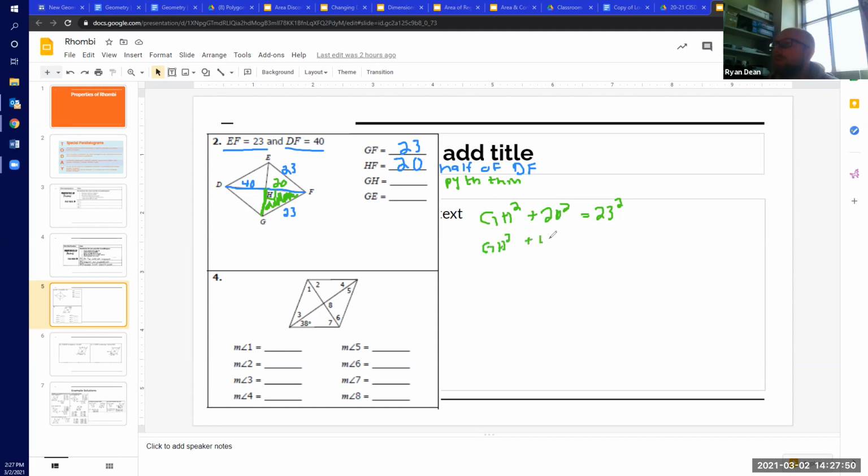So GH squared plus 400 is going to be equal to 23 times 23, which is 529. GH squared is equal to 129. And the square root of 129 is 11.36 for GH. It means that going from G all the way to E is going to be double GH. So we just multiply this right here by 2, and we end up with 22.72.